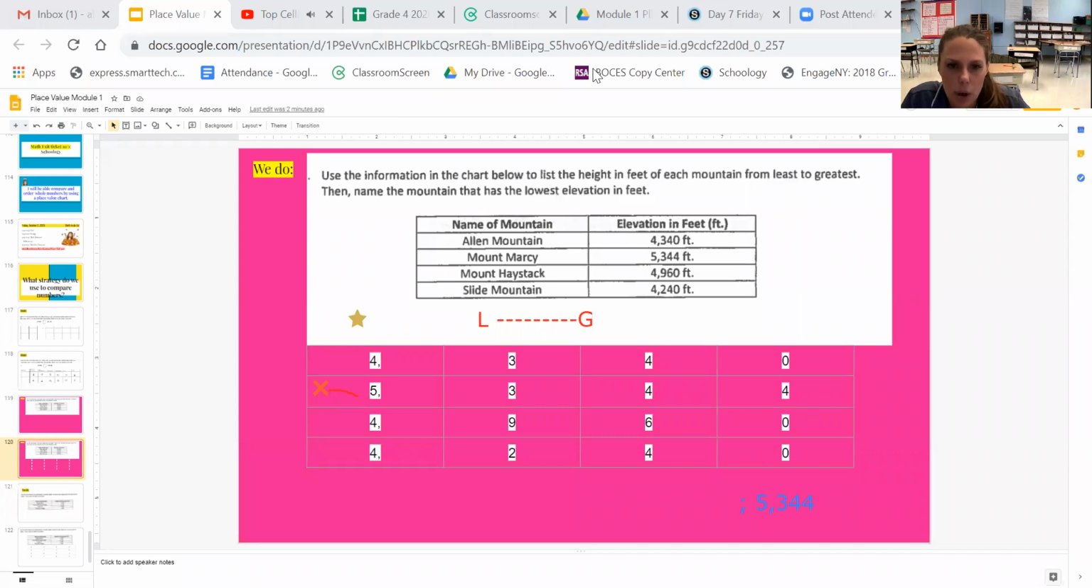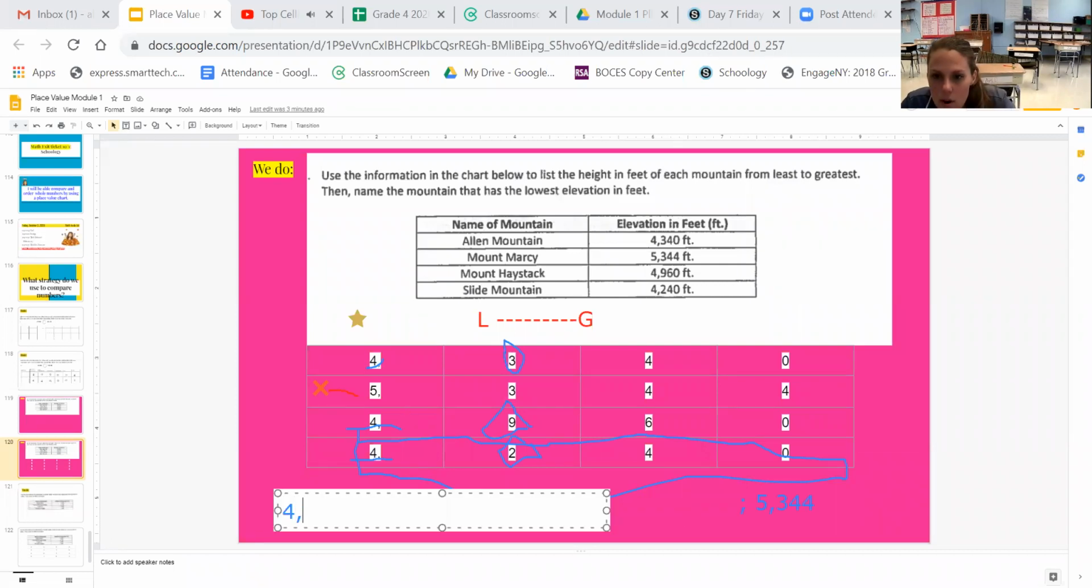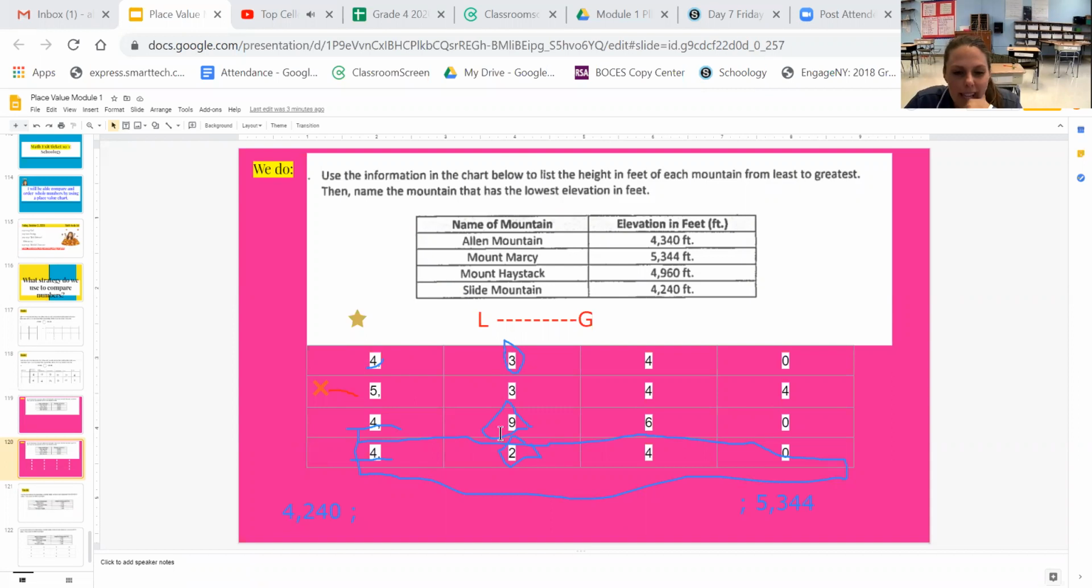Now let's keep going. My next biggest, so 4, 4, and 4. That doesn't help me, so we're going to look in the next place value. I see a 3, a 9, and a 2. So which one of those is the smallest? Hopefully you're saying the 2 is the smallest. So this is our next smallest place value. So over here, I'll write 4,240 and then my semicolon so I can write my next one. And we're left with 4,960 or 4,340.